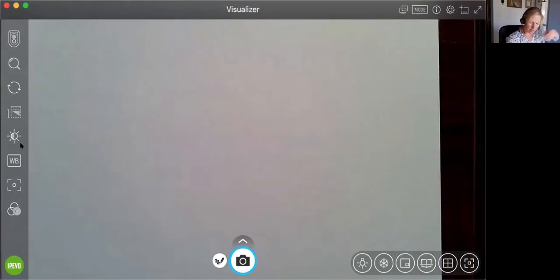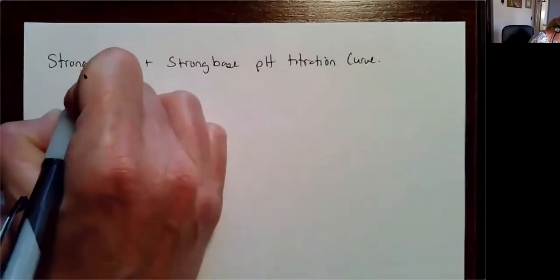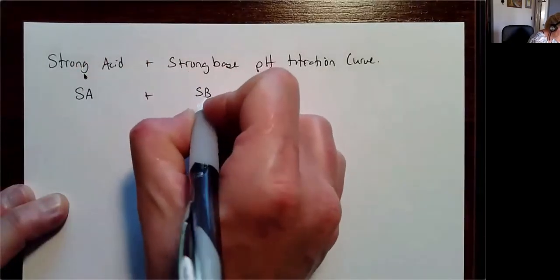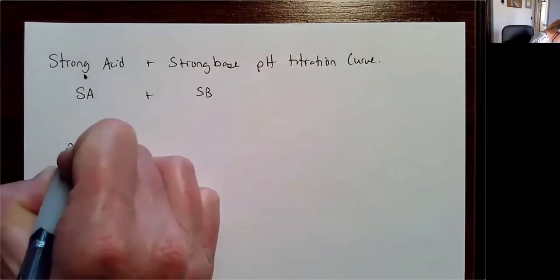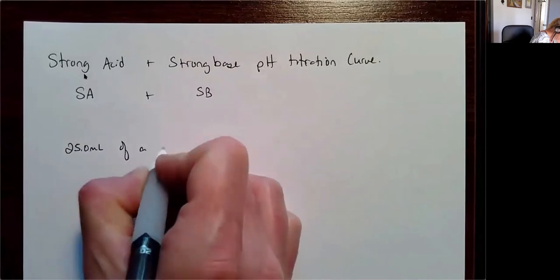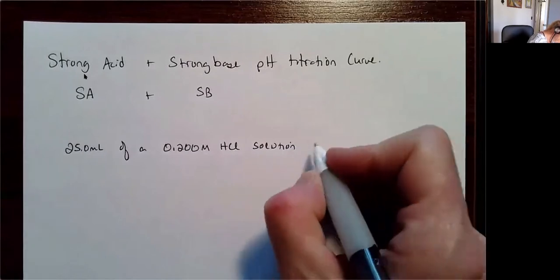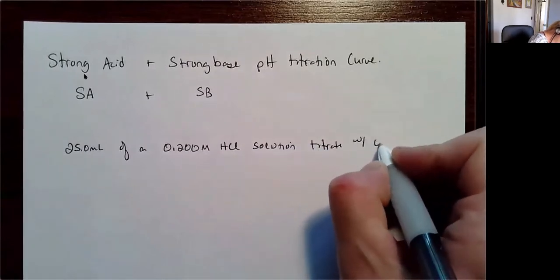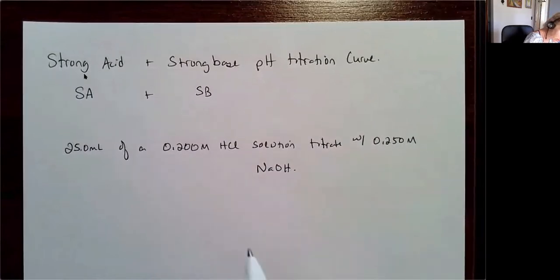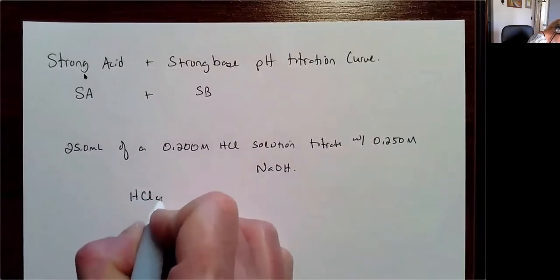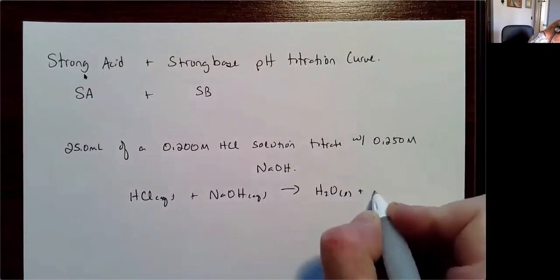So let's take the easy one first. Let's take a strong acid, strong base. So I'm going to abbreviate this SA and this SB. And these are all neutralization reactions. So let's say that I have 25 milliliters of a 0.200 molarity HCl solution. And I'm going to titrate that with 0.250 molar sodium hydroxide. So my chemical equation for this is going to look like HCl plus NaOH goes to H2O plus NaCl.